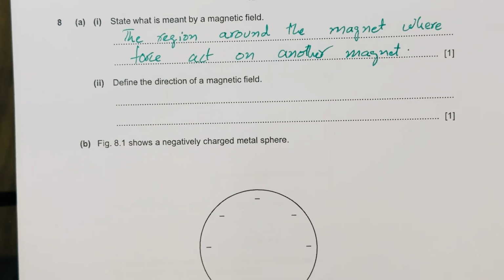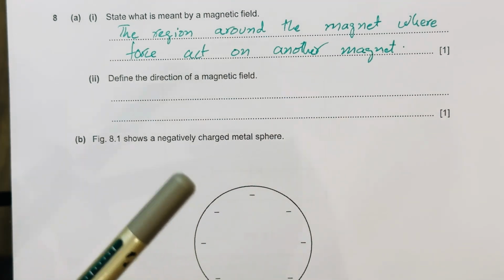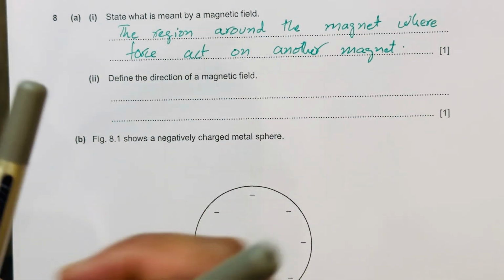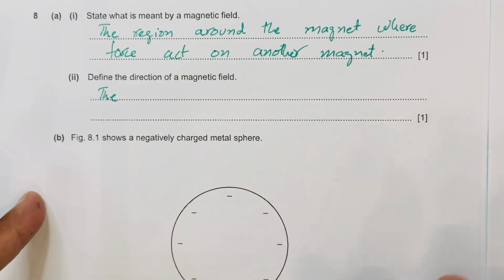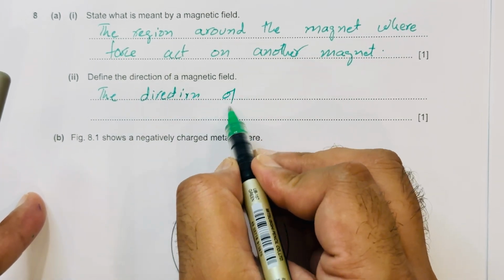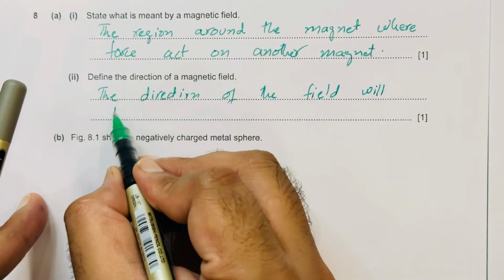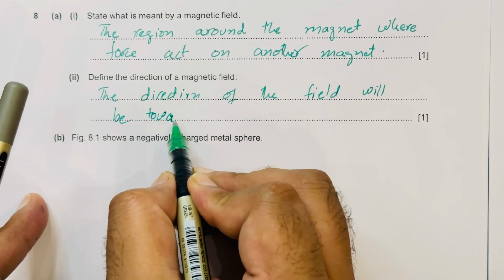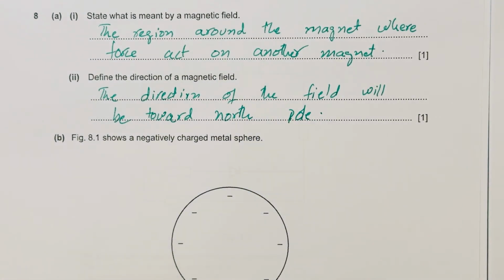Moving to the next, define the direction of a magnetic field. The direction of the force of the magnetic field will be north. The magnet will always point towards the north. So we're gonna write our answer, the direction of the field will be towards north pole.